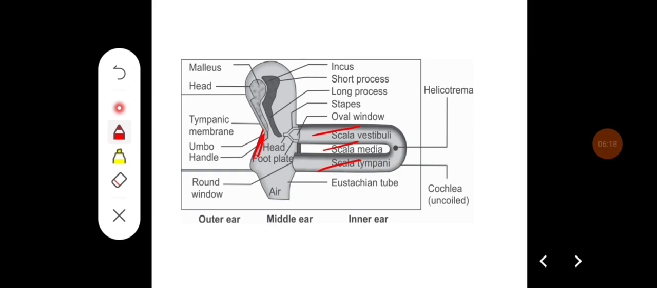Whenever sound waves fall on the oval window, they produce vibration in the scala vestibuli, which comes back through the scala tympani. Vibration of the scala vestibuli also leads to vibration of the scala media, which harbors the organ of Corti. Within it there are hair cells. The distortion of the hair cells produces the action potential which reaches the brain, and the sound is sensed by the brain in this way.